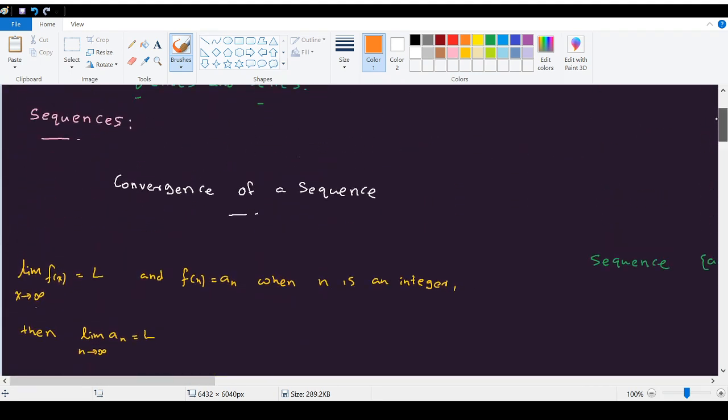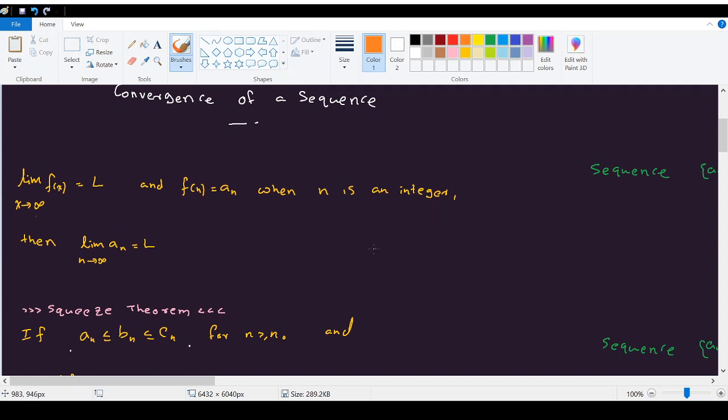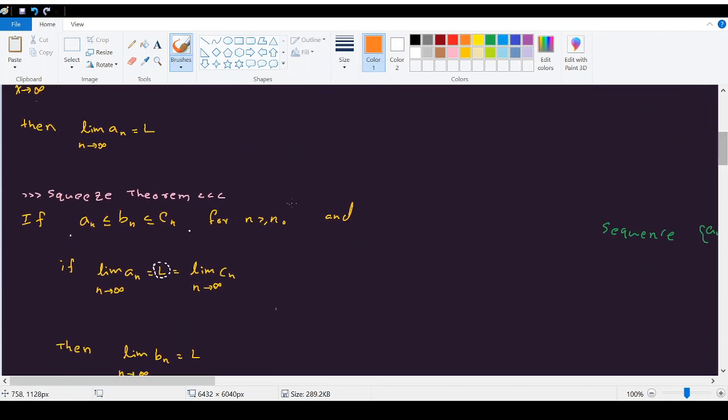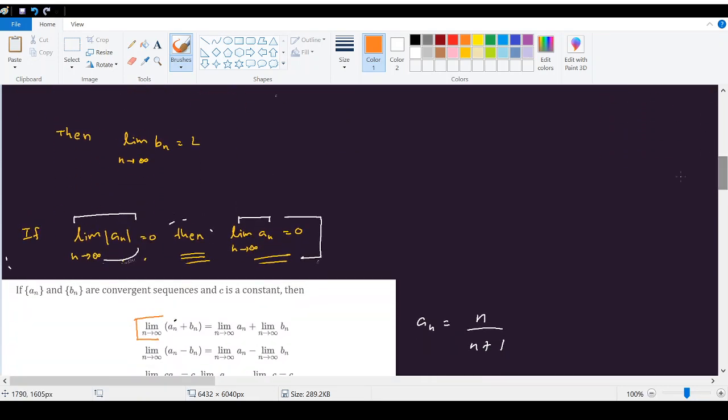Now keep those theorems in mind, right? We have discussed a few theorems. This is the one that converts the sequence to a function, and this is the squeeze theorem, and then this is the modulus relationship. Now this is only true for zero, not for any other values. If the modulus converges to 0, then the sequence without the modulus will also converge to 0, but this is not true for any other values.